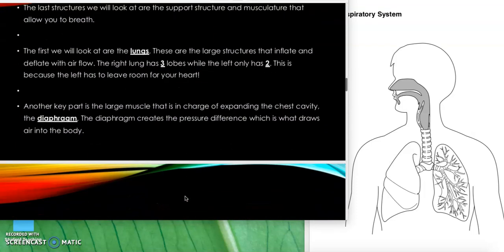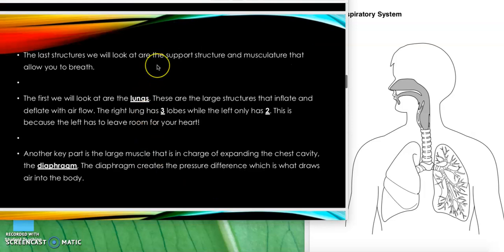The last thing we're going to cover today is the support structures that allow you to breathe. The first thing we'll look at is the lungs. We can see here we have one lung, two lungs. The right lung actually has 3 lobes and the left only has 2. Your left lung is a little bit smaller because it has to leave room for your heart. Your heart takes up space in your chest cavity, so your lung is a little bit smaller on your left side, one less lobe.